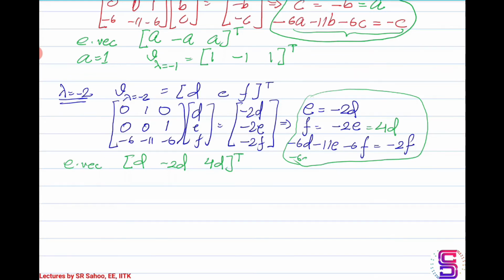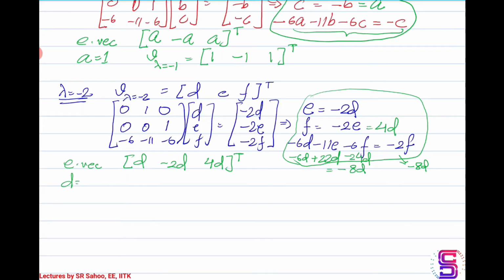Now what I can say about the eigenvector structure is that it is going to be D, minus 2D and 4D. If you want to verify, you can just put this in. You have minus 6D, and minus 11E becomes 22 times D, and minus 6F becomes minus 24 times D. So this in total gives you minus 8D, and on this side also you get minus 8D. So LHS is equal to RHS on this substitution. That is how you can find it.